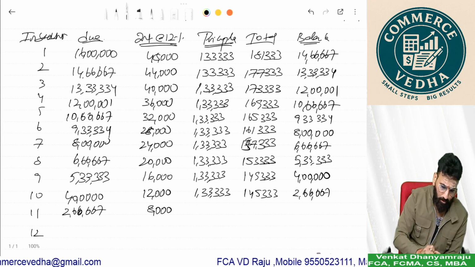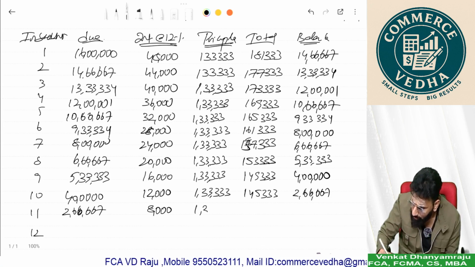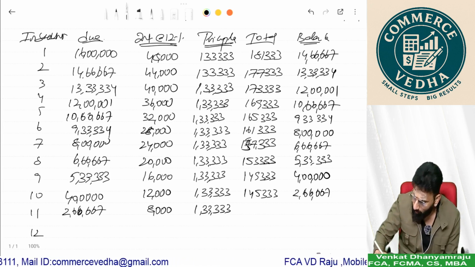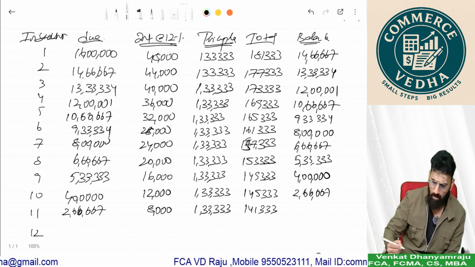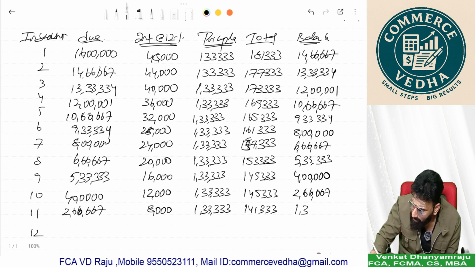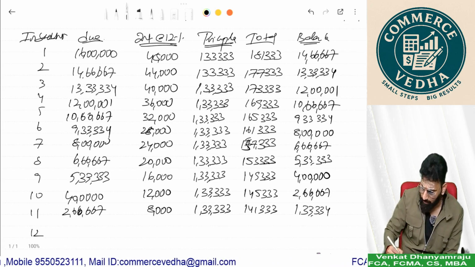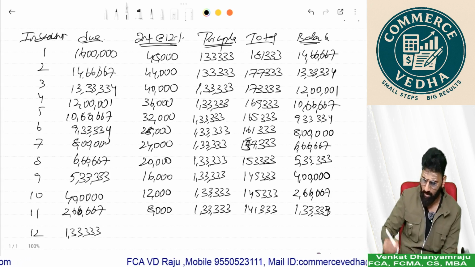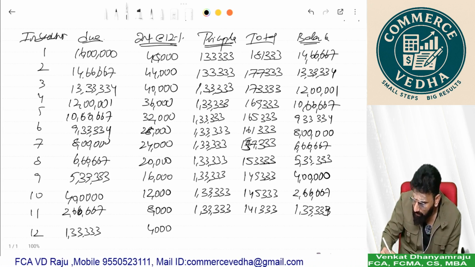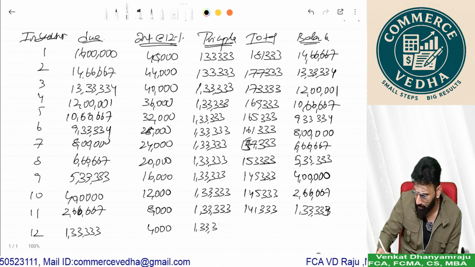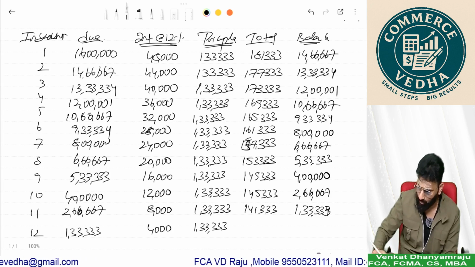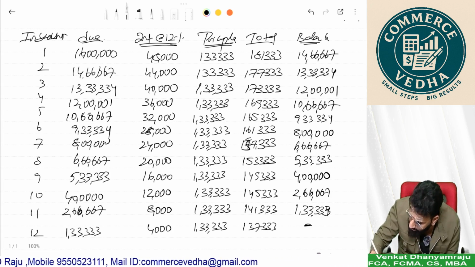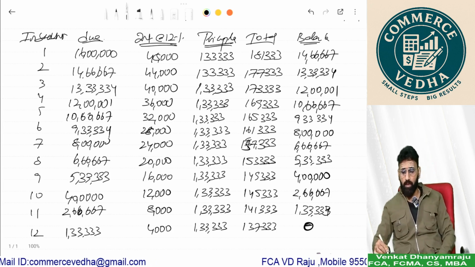266,667 into 12% into 3 by 12. So, and your principal remains the same, adding it to 141,333, and the balance is 133,334, and the principal is 133,333. I'm rounding it to 333, and this is 4,000, and 133,333 full principal paid, so that it will be 137,333, and outstanding is 0. So this is the way the total works.